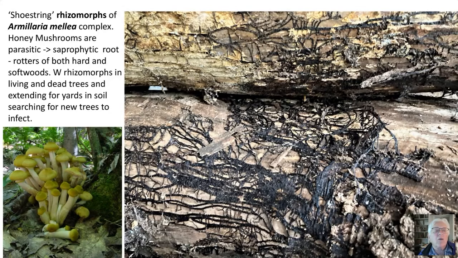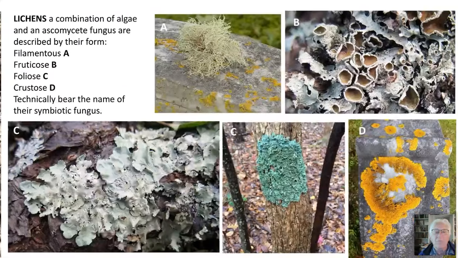Almost sure to see on our walk are the rhizomorphs of Armillaria mellea. This is the fungus which feeds these fruiting bodies right here. This is a white rot. It will rot the base of the tree, and the tree will tumble over, and then other fungi will take advantage of it. So it starts as a parasite. Then once the tree is dead, it's a saprophyte, and these strands will run for hundreds of yards in the forest looking for another tree to infect, the shoestring rot of Armillaria mellea.